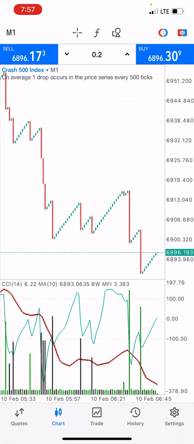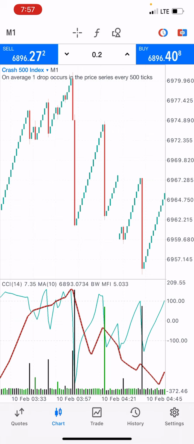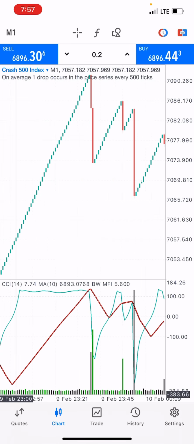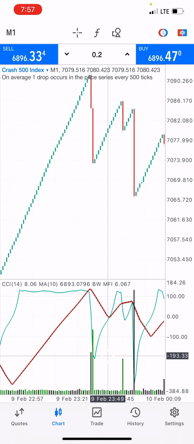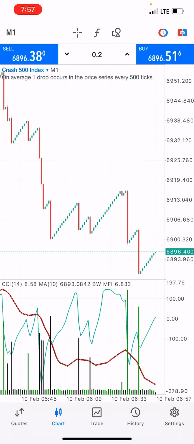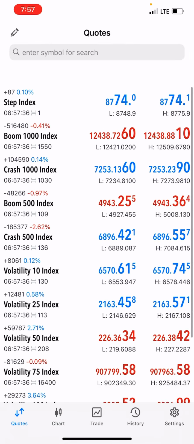So for Crash 500, there's no good entry right now, but you can see previous places where the strategy works. Look, cross above, it spikes, and above again, it spikes. This is the strategy, guys, for Crash and Boom index.